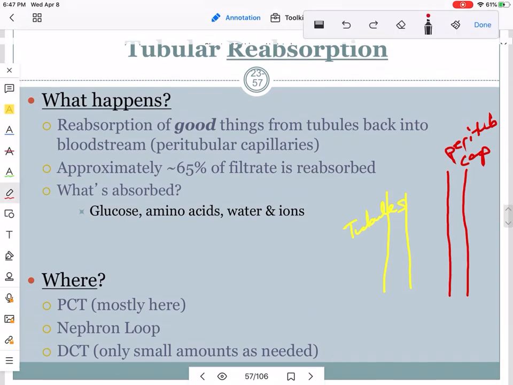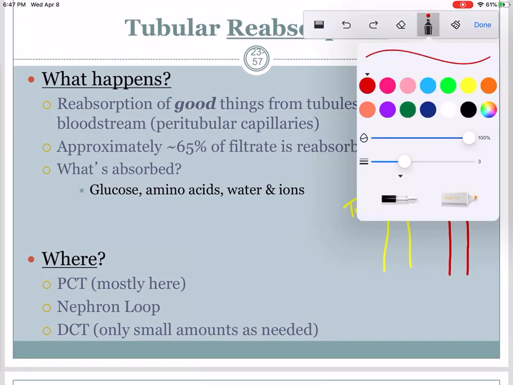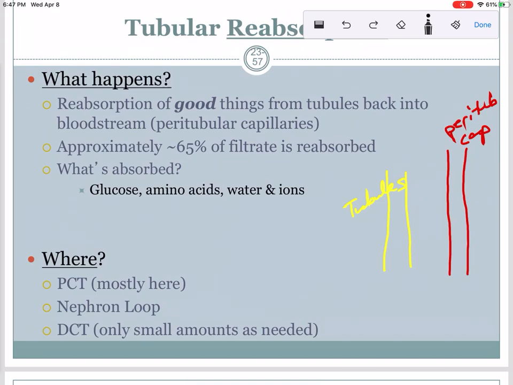This can be tricky, but as long as you know the entire definition, you're going to be good. Tubular reabsorption is reabsorption of good things from the tubules back into the bloodstream. So remember, previously we had small things here and large things here, but we don't yet know what's good and what's waste.